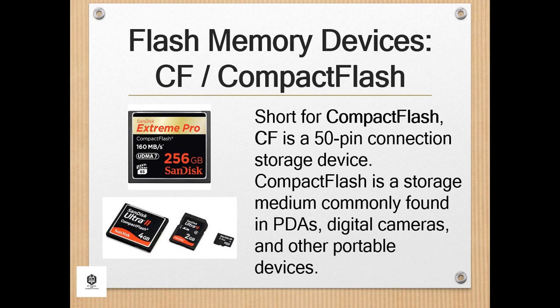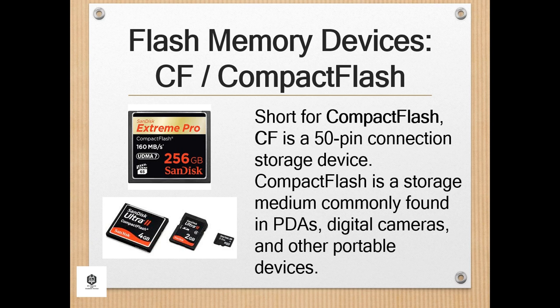Next is the CF or CompactFlash. Short for CompactFlash, CF is a 50-pin connection storage device. CompactFlash is a storage medium commonly found in PDAs, digital cameras, and other portable devices. The CF card had a pretty large range of sizes in terms of storage capacity, ranging from 2 MB to 128 GB. The picture shows a SanDisk 4.0 gigs CompactFlash card.